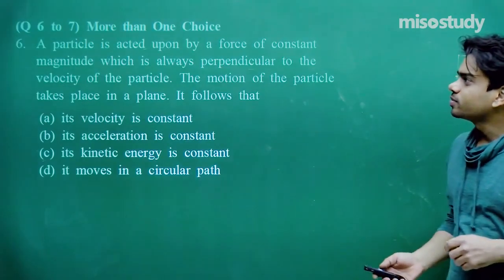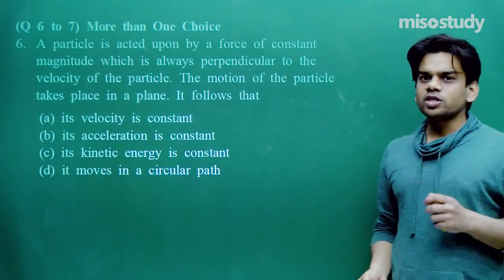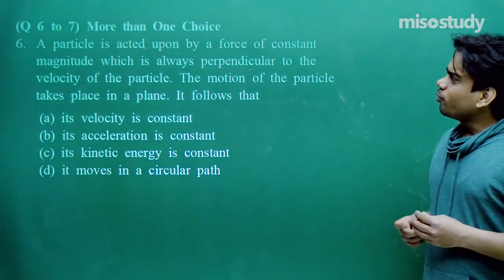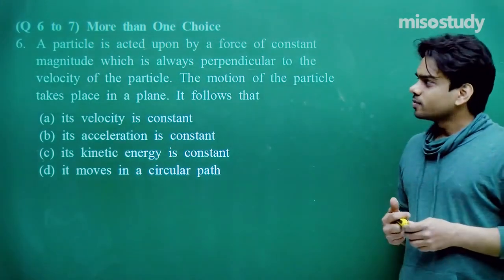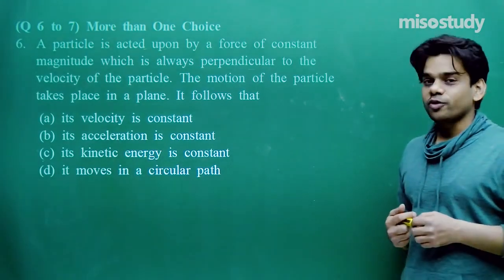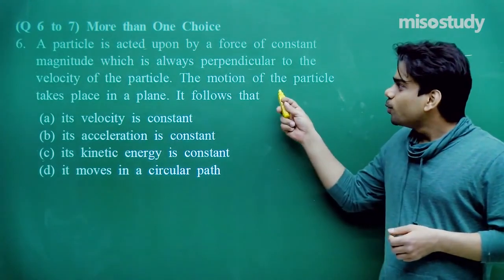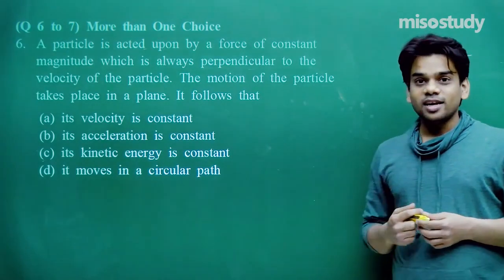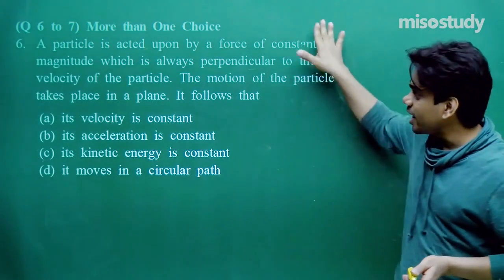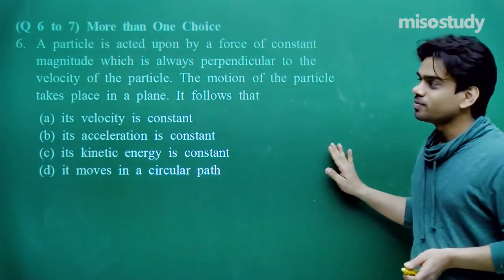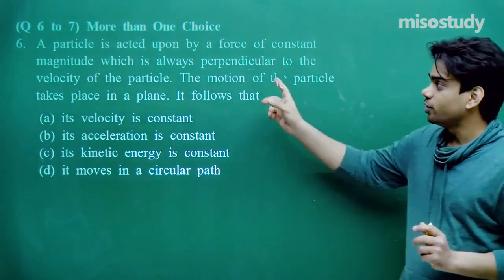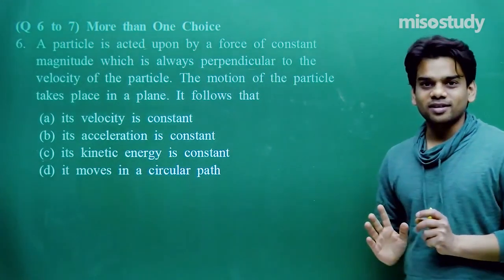After 5, 6 and 7, two questions we have with more than one choice correct. A particle is acted upon by a force of constant magnitude, which is always perpendicular to the velocity of the particle. The motion of the particle takes place in a plane. It follows that... Understand, read this statement. The statement has all the hidden information. Particle is acted upon by force of constant magnitude, which is always perpendicular to the velocity of the particle.